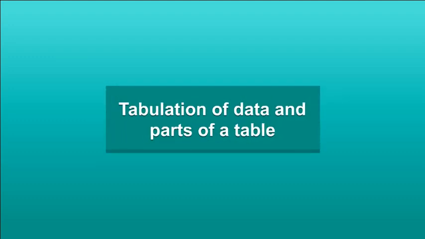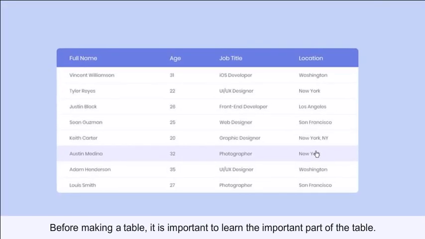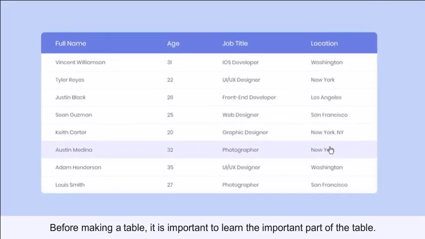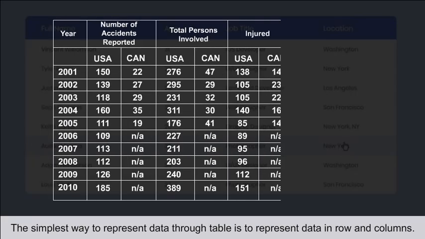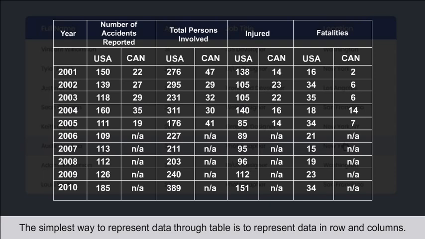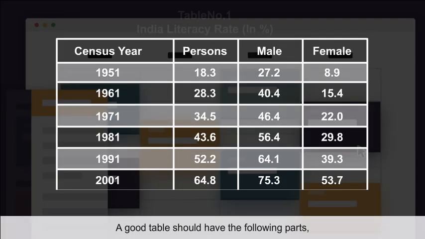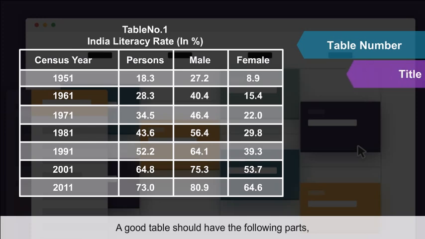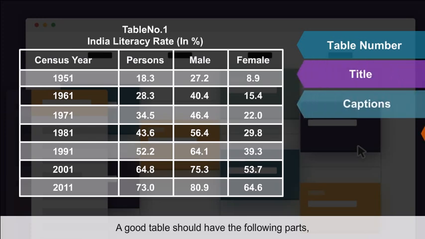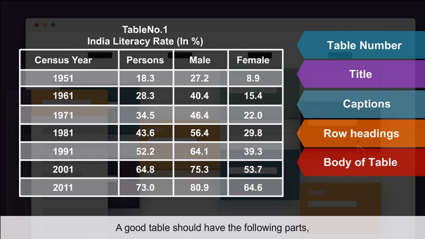Tabulation of data and parts of a table. Before making a table, it is important to learn the important parts of the table. The simplest way to represent data through a table is to represent data in rows and columns. A good table should have the following parts: table number, title, captions, row headings, body of table, source.